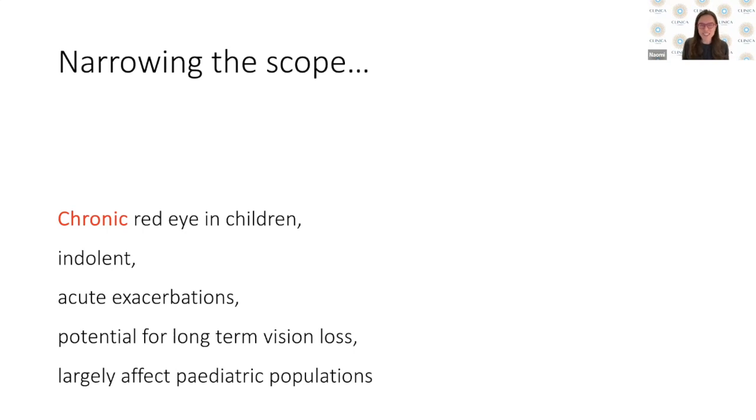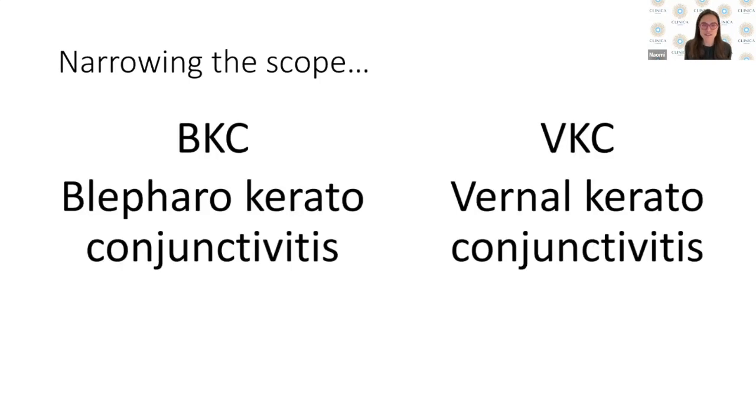They've just got a little bit of a red eye, they've got sensitive eyes all the time, and they may run into acute exacerbations where one or both eyes get worse, maybe for not any particularly good reason. And you may be worried, looking after these children, is there a potential here for vision loss in the longer term? And so we're going to look at a couple of conditions that largely affect pediatric populations and fit all of these criteria.